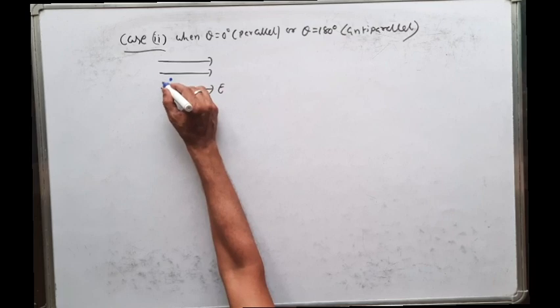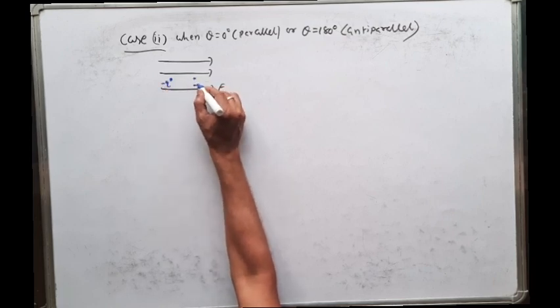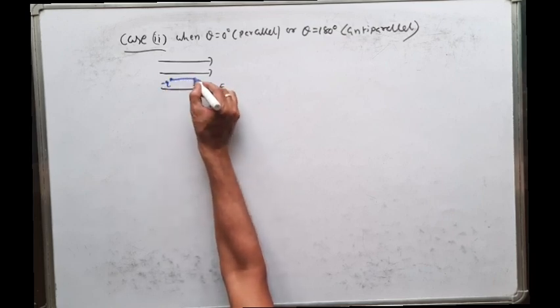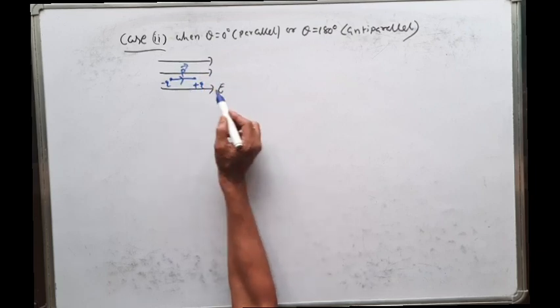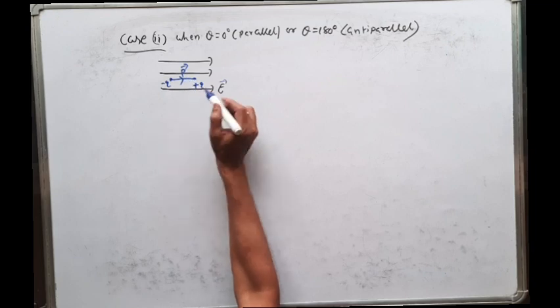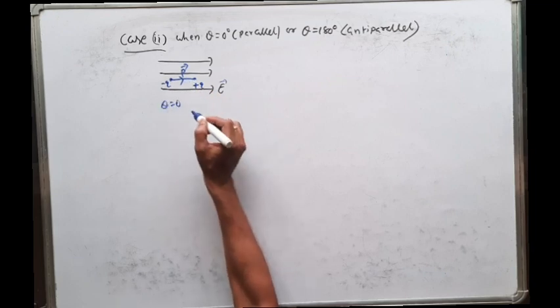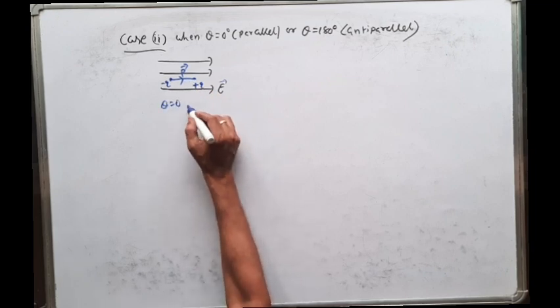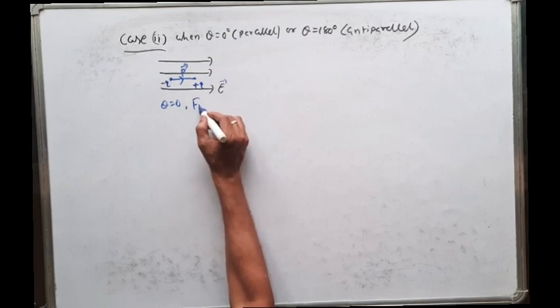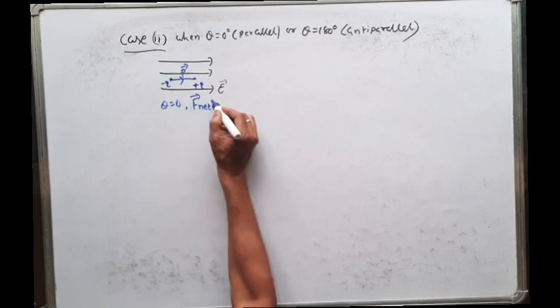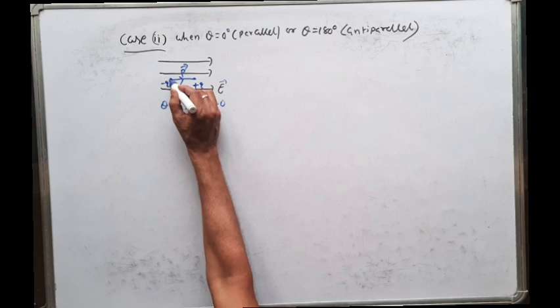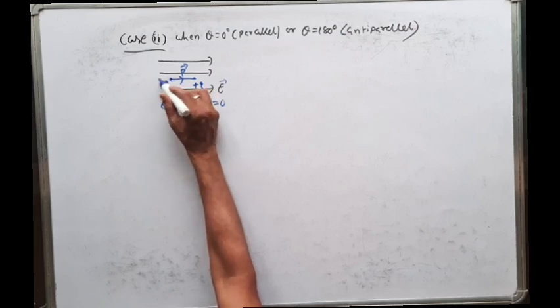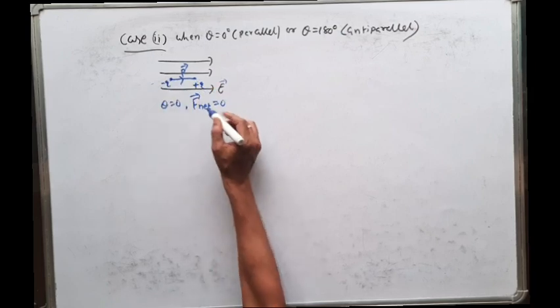So this is minus q, this is plus q, this is the direction of the dipole moment. Here P vector and E vector both are parallel, so theta is equal to 0. If theta is equal to 0, we know the net force on the dipole is always equal to 0. Here plus q will experience a force qE towards right. Here minus q will experience a force of qE towards left. So the net force on the dipole is 0.